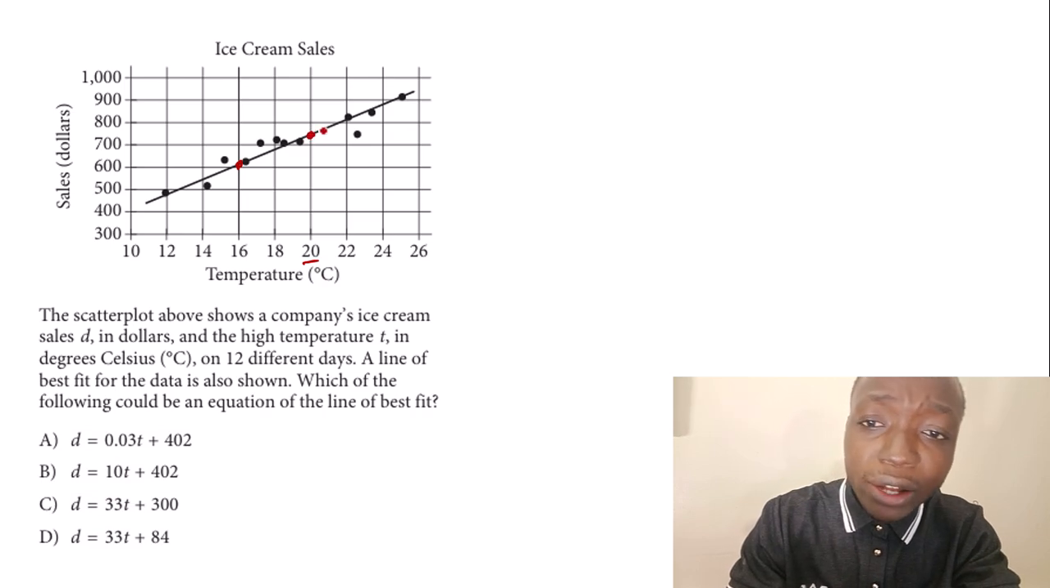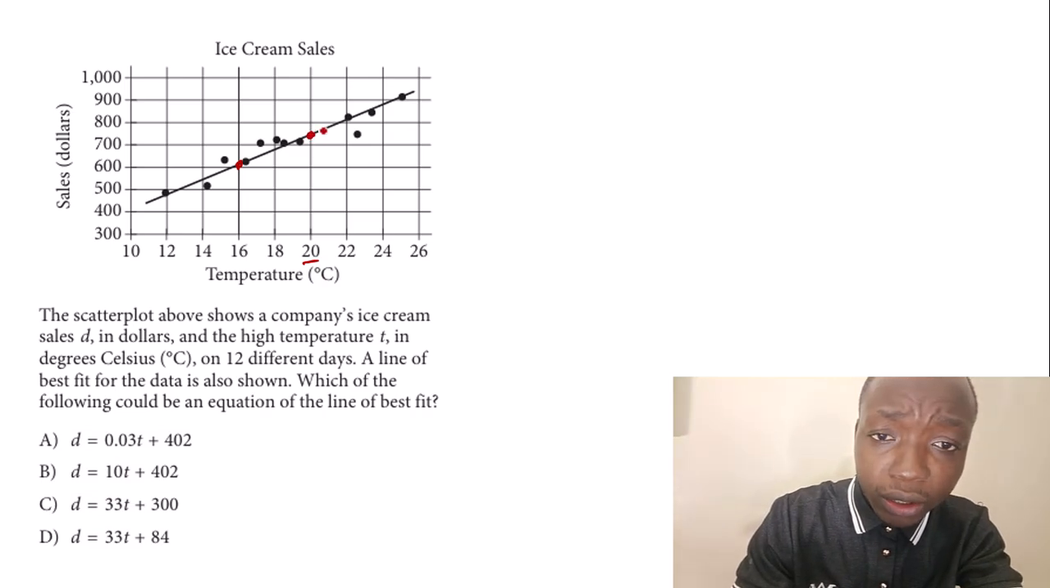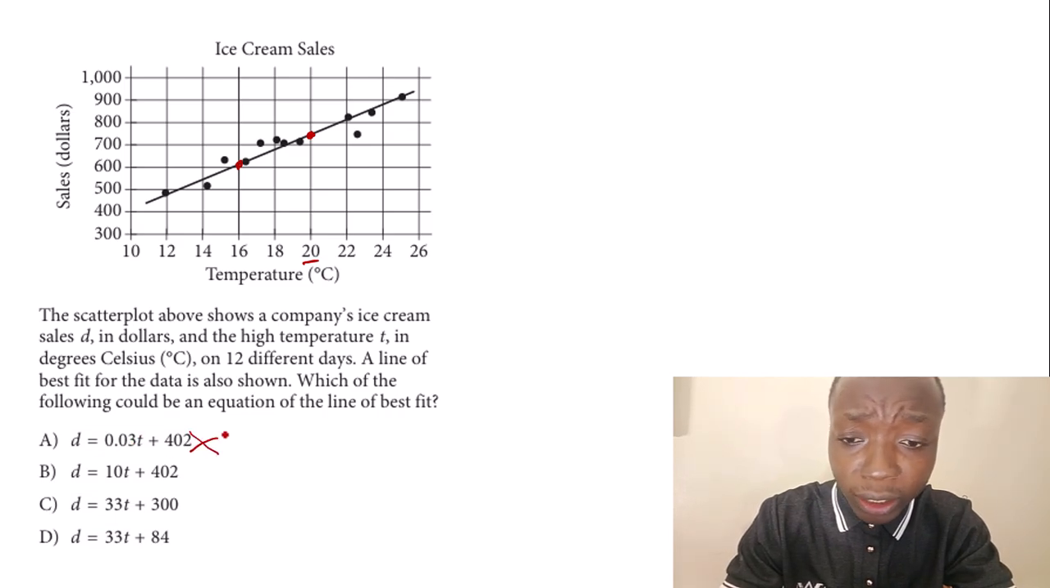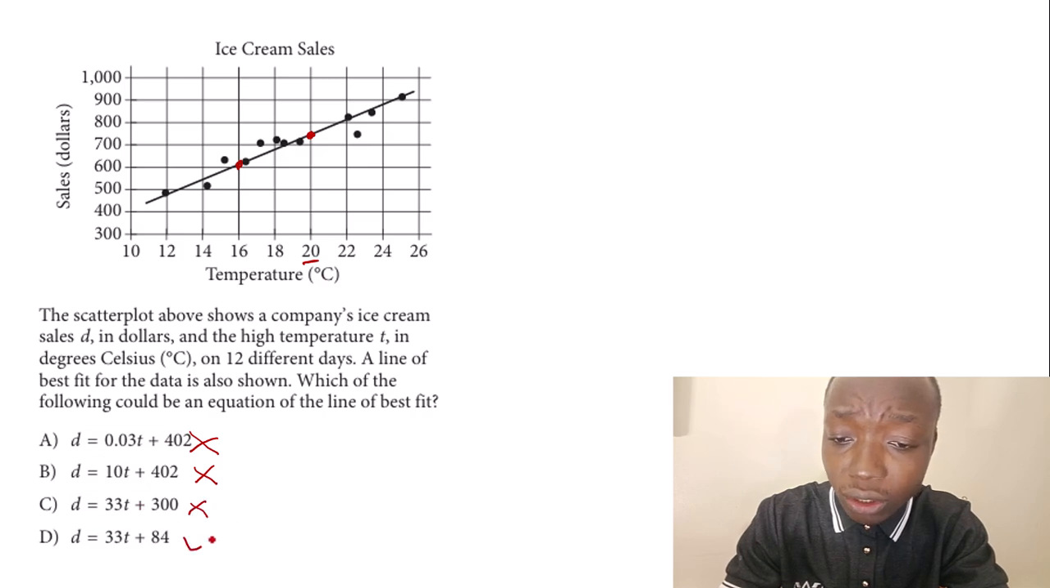So let's make use of 20. We should have a value between 700 and 800, probably around 750, right? So let's substitute 20 here. Substitute 20 here, you would not get something between 700 and 800. Substitute 20 here, you're going to get 600 and something, not 700 and something. If you substitute 20 here, you're going to get about 900 and something. So this is out.